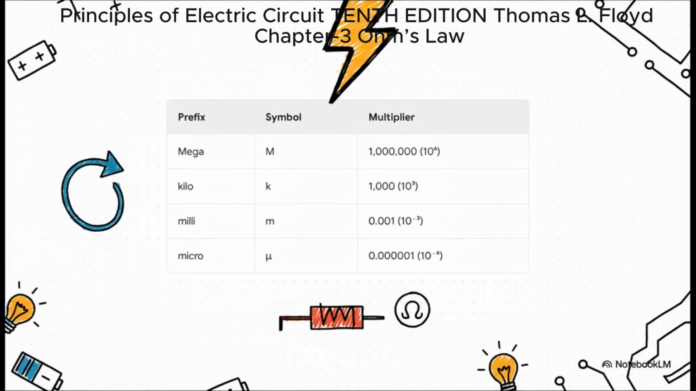Okay, hold on. Before we jump into the math, we absolutely have to talk about prefixes. Because in the real world of electronics, you're almost never going to see a plain ohm or a plain amp. Nope. You're going to see stuff like kiloohms, milliamps, and microamps.